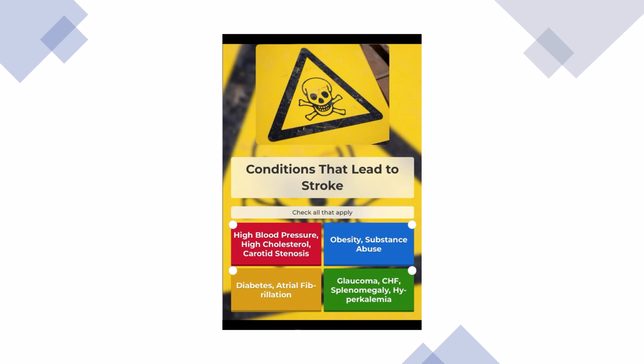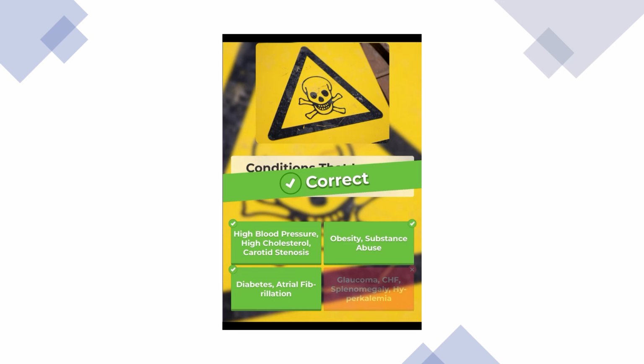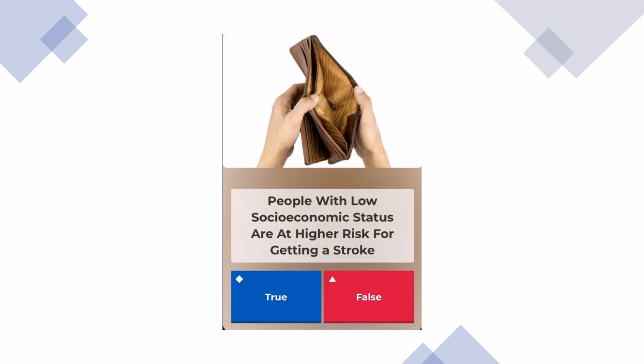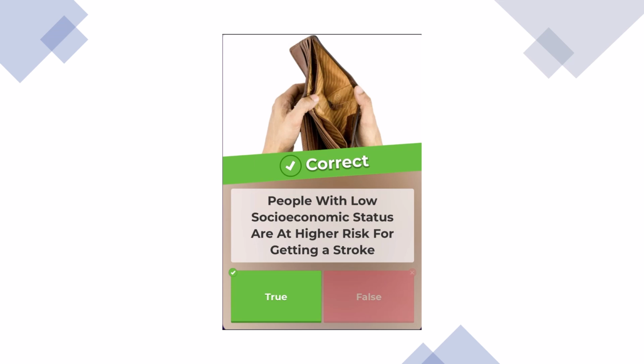Conditions that lead to stroke: A. High blood pressure, high cholesterol, carotid stenosis, B. Obesity, substance abuse, C. Diabetes, AFib, D. Glaucoma, CHF, splenomegaly, and hyperkalemia. The correct answer is A, B, and C. True or false? People with low socioeconomic status are at higher risk for getting a stroke. The correct answer is true.